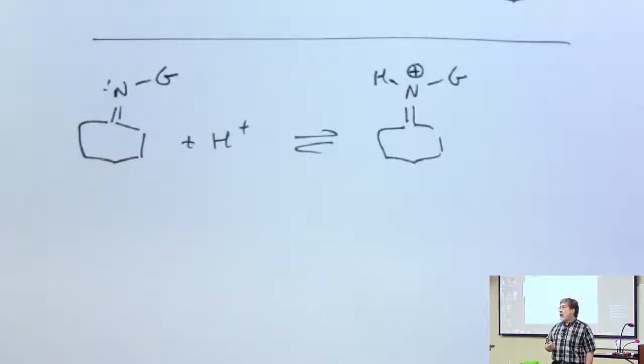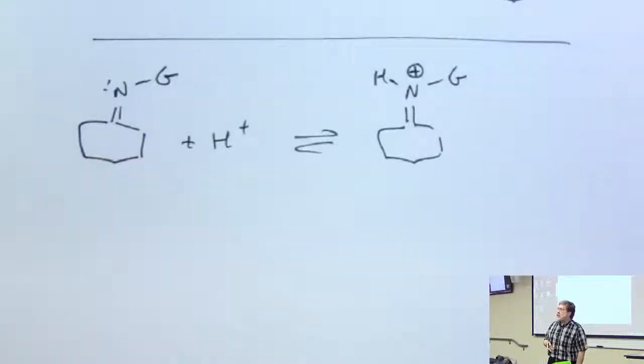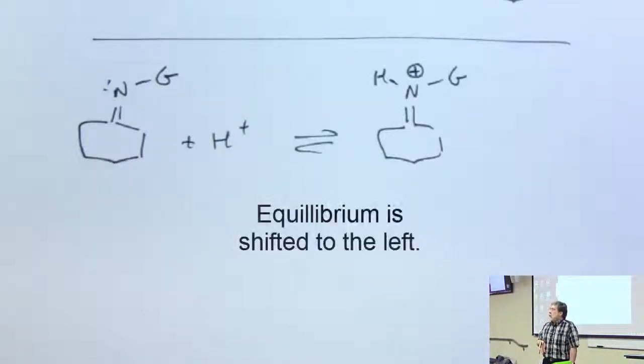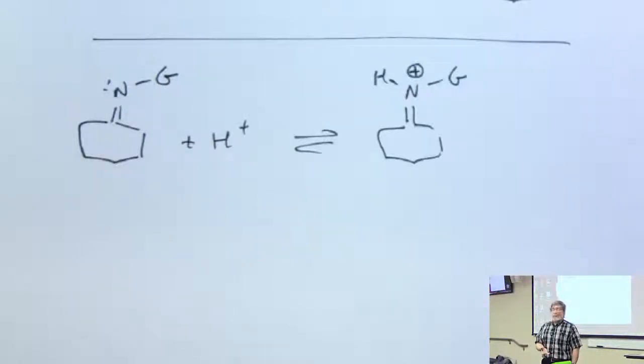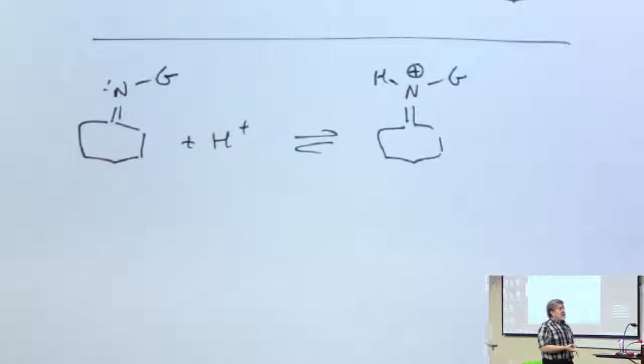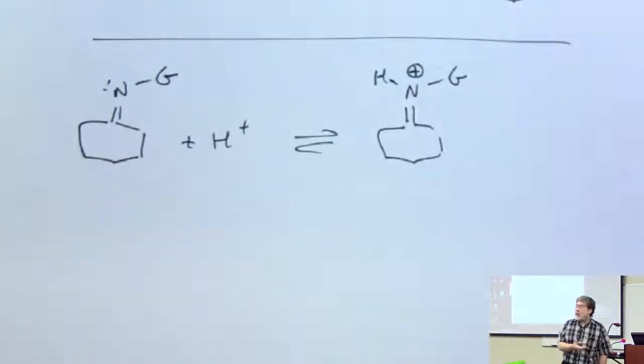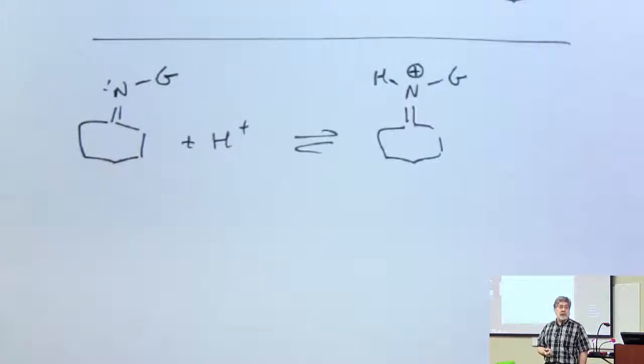Make sense? So if G is electron withdrawing, what's that do to the basicity of the nitrogen, right? That's an acid-base reaction. H plus reacts with the nitrogen. If G is electron withdrawing, then what's it doing to the basicity of that nitrogen? It's lowering it. And if that nitrogen is less basic, then this equilibrium stays more with the starting material than it does the product. Does that kind of make sense? Okay?